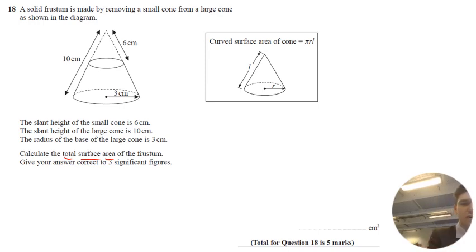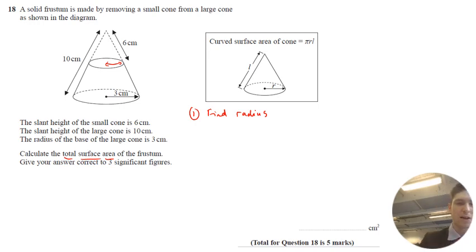Okay, so the first thing I notice is that I've got all the information that I need, but one thing I don't have is this radius here. I don't have that radius. So I think my first step is to find the radius of the smaller cone. Now, you might remember doing this, that whenever I've got a frustum, I need to use scale factors because both of the cones are similar to each other.